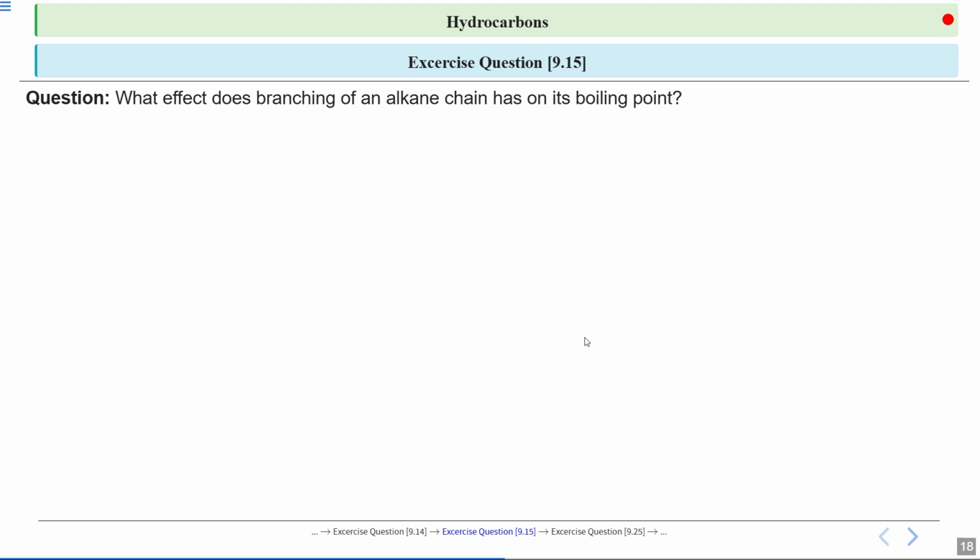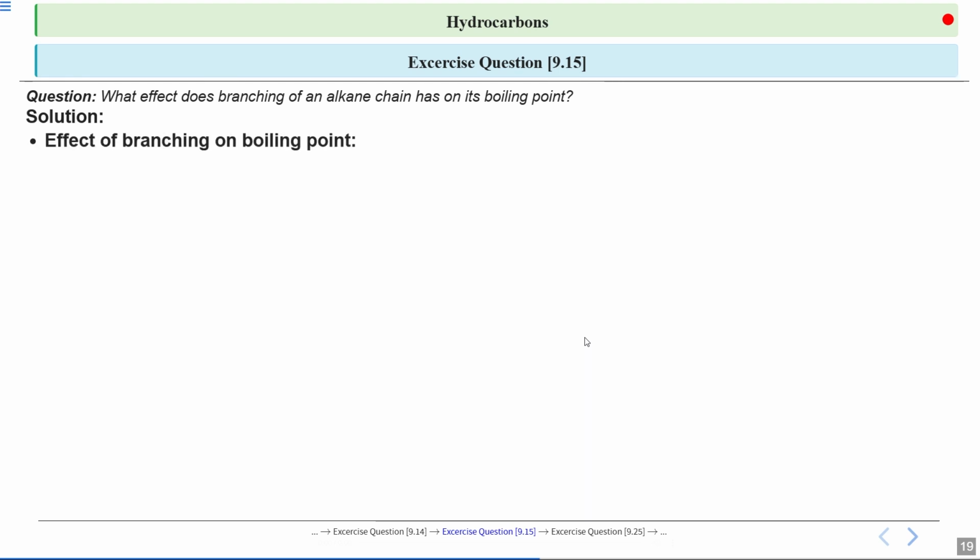So, the question is asking: what is the effect of branching on the boiling point in the case of alkanes? How will you describe it? So, let us have a look at the solution. Effect of branching on the boiling point. To answer this question, we need to understand the forces at play. Alkanes experience intermolecular forces known as van der Waals forces.